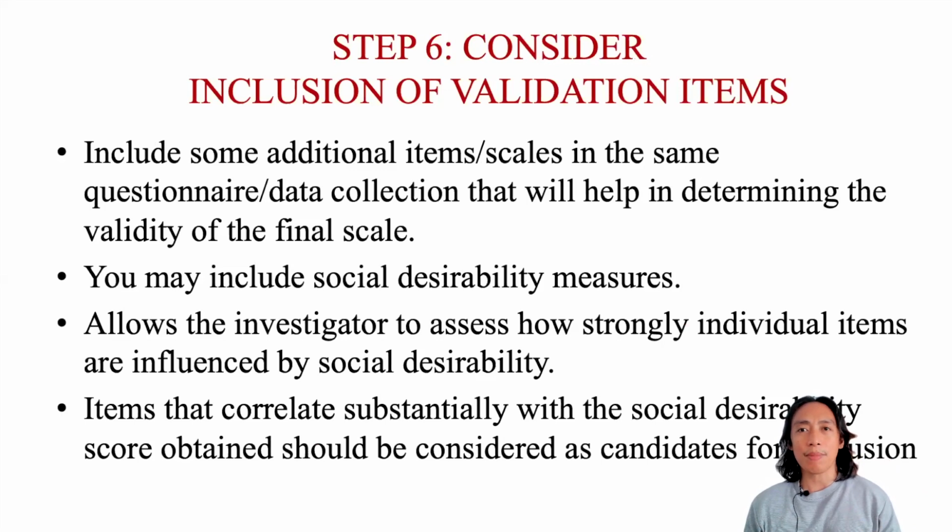When we say social desirability, there are some people who want to project a specific kind of image. They want to be socially desirable in the perception of other people. And so their motivation to be socially desirable might influence the way they answer specific items. Items that correlate substantially with social desirability scores can be considered as candidates for exclusion. Why? Because these items are heavily influenced by people's desire to be accepted, which means that these are items that people tend to be untruthful when they respond to.